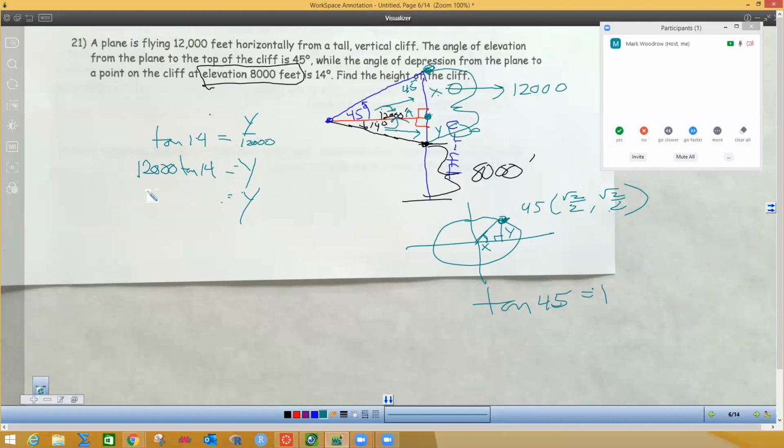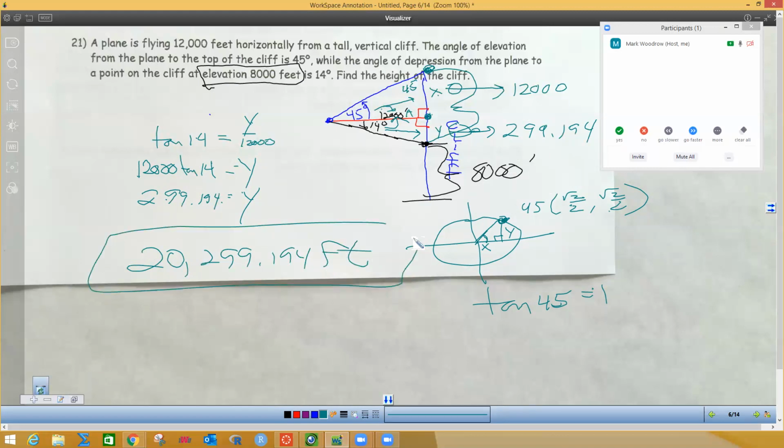Say it again. 299.1494. 299? Yeah. 299.194. Did anybody verify that? Did everybody get the same thing? Okay, so this part, 299.194. So what am I going to do with these three things? Add them up. 12,000 and 8,000 is 20,000 plus 299.194 feet. That would be the height of my cliff.